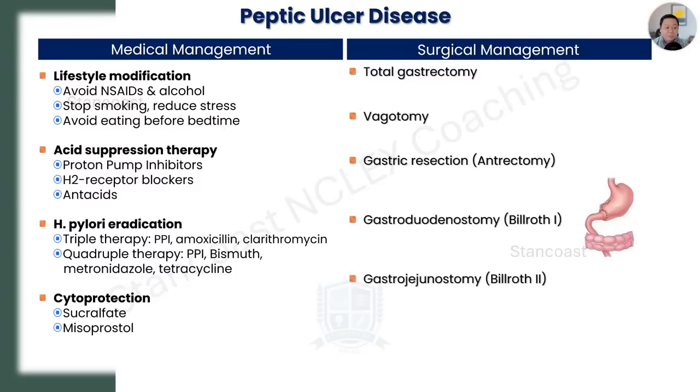Now, we have another procedure, which is the gastrojejunostomy or Billroth 2. This is done when ulcers or scarring can obstruct the normal passage of food through the duodenum. The connection between the remaining stomach and the jejunum can bypass the duodenum, and it will reduce acid exposure, allowing the food to flow freely.